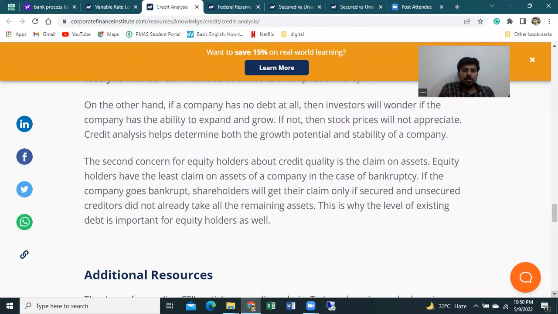The second concern of the equity holder about credit quality is the claim on the assets. The equity holders have the least claim on the assets of the company. In the case of bankruptcy, if the company goes bankrupt, shareholders get their claims only after secured and unsecured creditors have taken all the remaining assets. This is why the existing debt is important for the equity holder as well.